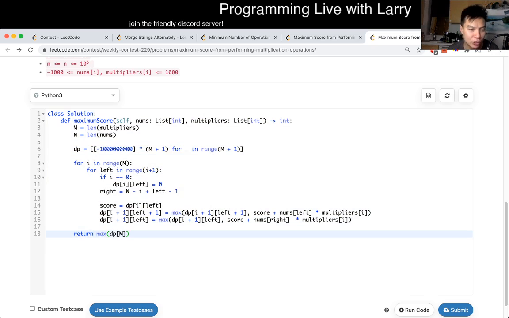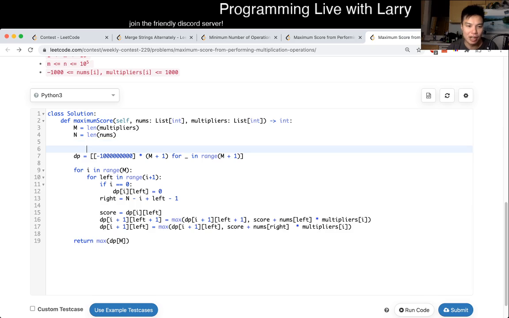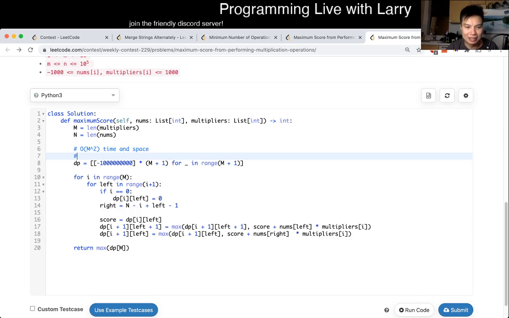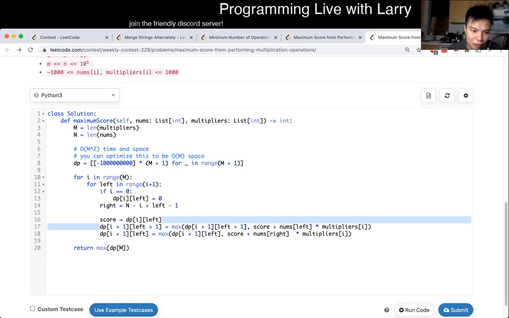And one cool thing to note though is that this is actually O of m squared time and space. But you can optimize this to be O of m space. I'm not going to explain this too much, but the thing to note is that if you look at dp sub i in this array, we only ever use dp sub i and dp sub i plus 1. So from that, you can reduce space that way.